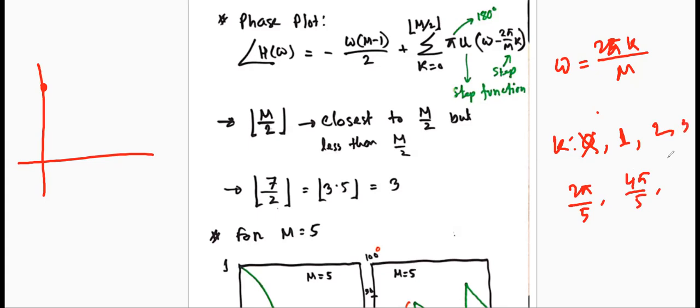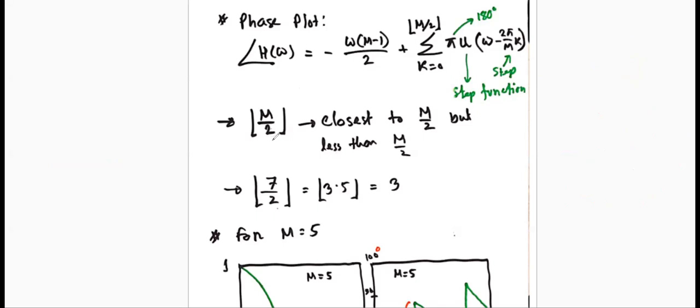For k equals 3, we have 6 pi divided by 5, and we can't take that. So we found that the maximum value is 2. Then if we want to make a relation between m and k, we can take M divided by 2 and the closest value less than that, the lower ceiling, or floor, of that. If that is a 5-point moving average filter, then 5 by 2 is 2.5, so the highest value of k is equal to 2. In that way, you can find the value of k.